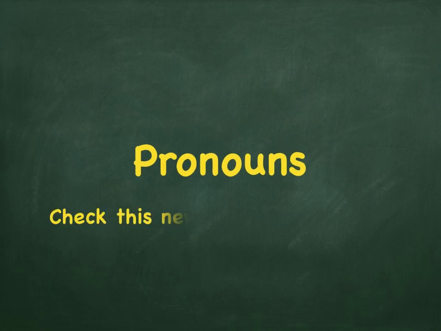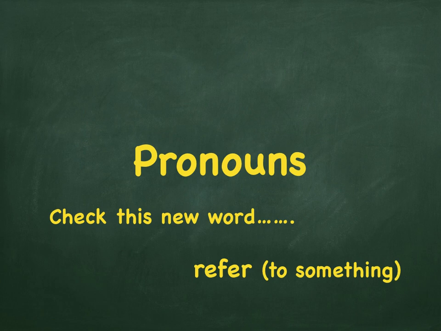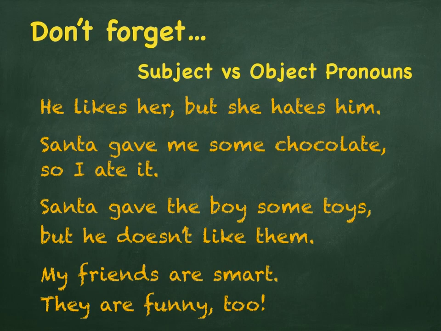Next, pronouns. And here's one new word for you to check. To refer to something. There are 2 points this time about pronouns. First, can you see all the pronouns? And can you notice the subject pronouns and the object pronouns? Let's highlight them. The subject pronouns are orange and the objects are dark red.